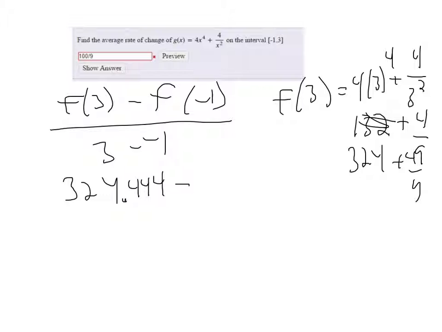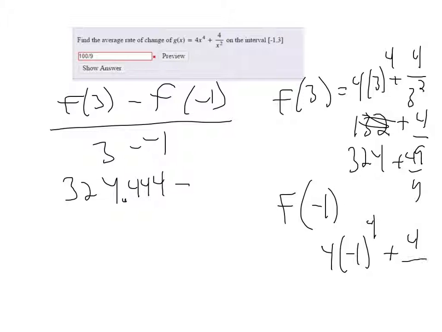So then for the other one, let's see if I can do that one correctly. Negative 1. So 4 times negative 1 to the 4th power. That's positive 1 times 4, plus 4 over positive 1, right? Because negative 1 squared is positive 1. So 4 plus 4 is 8. And I'm going to divide that by 4. So I'm going to let my calculator do this.